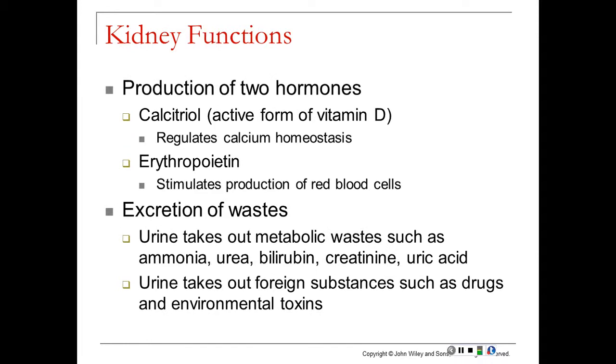As I mentioned, it produces some hormones, calcitriol, which is the active form of vitamin D. Calcitriol is going to play a role in regulating calcium homeostasis. Calcitriol is going to increase absorption of calcium from the intestines. And then erythropoietin, which is going to stimulate the production of red blood cells.